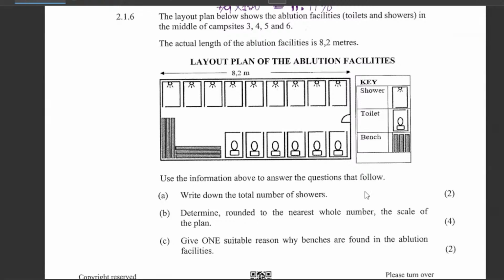This was so simple. You have to just count and find that we have 1, 2, 3, 4, 5, 6, 7, 8, and they are 9. So here we are saying 9 showers.